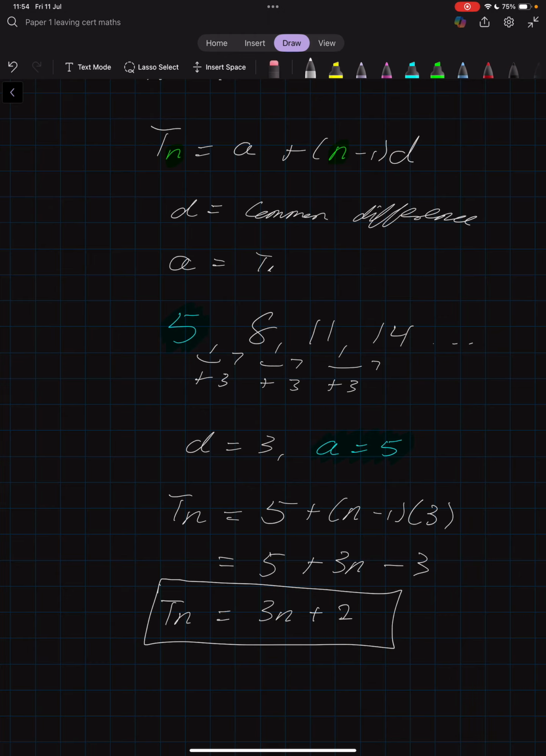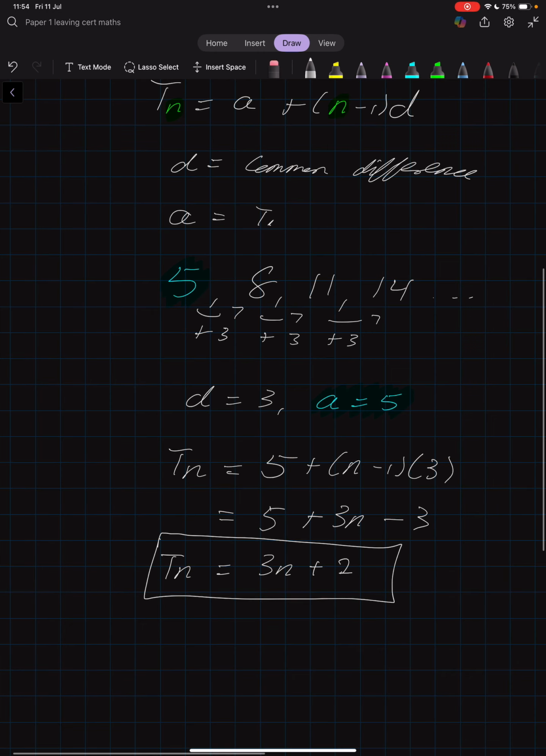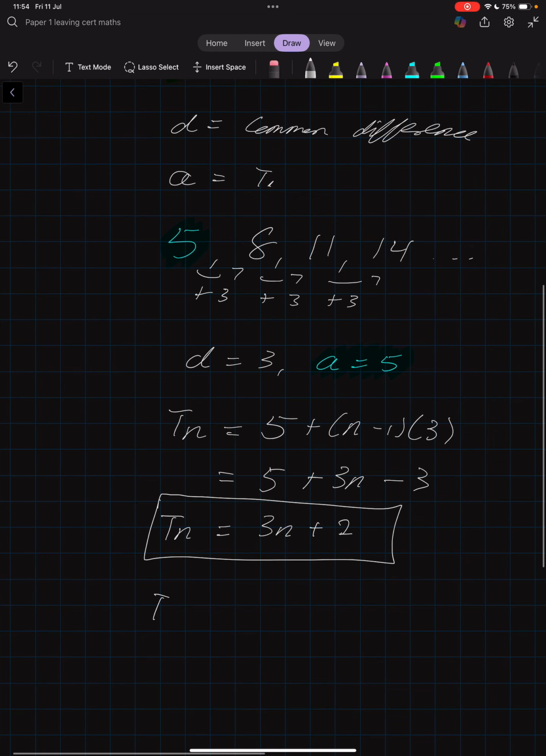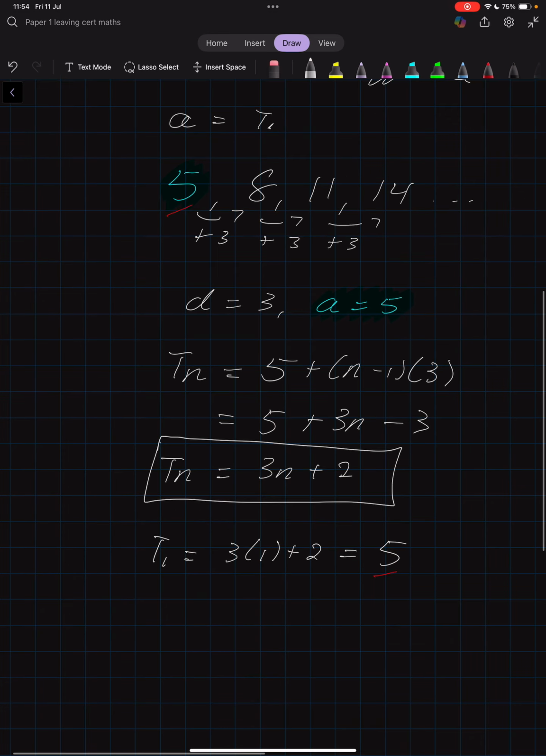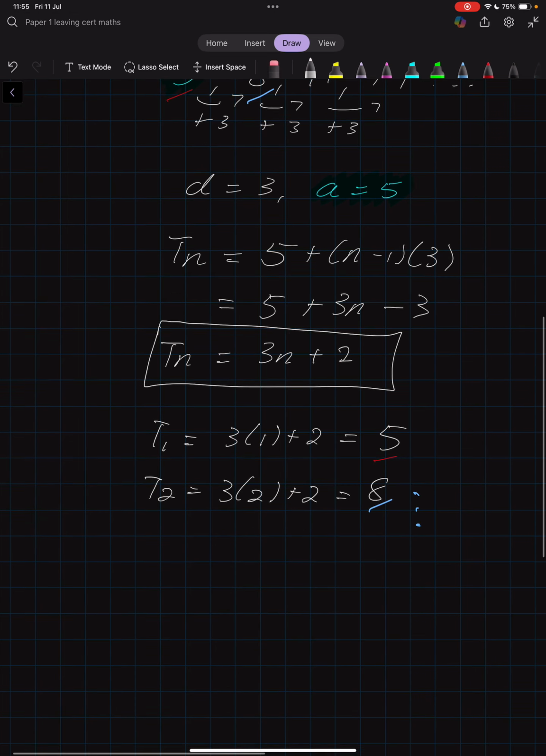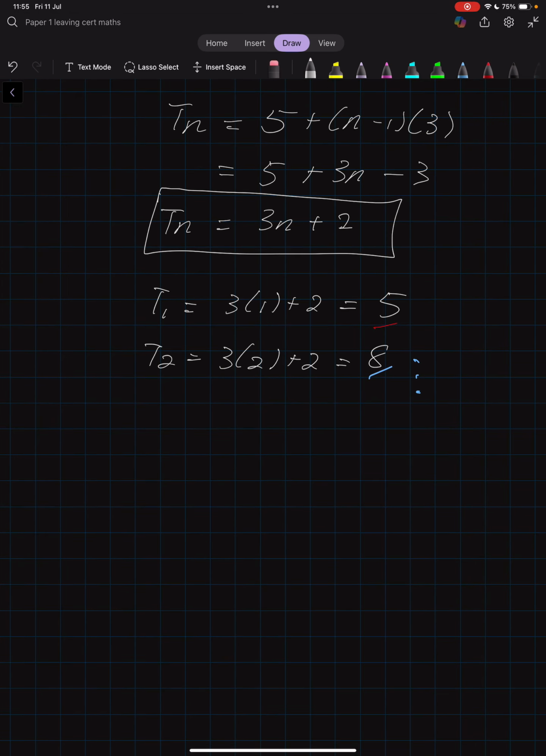Just to confirm that that's what it is, if I solve for T1, T1 is equal to 3 times 1 plus 2, which is 5. See how this 5 matches this 5. T2 is equal to 3 times 2 plus 2. That's 6 plus 2, which is 8. So the 8 corresponds to the 8, and so on. So we've now found the nth term of the sequence.